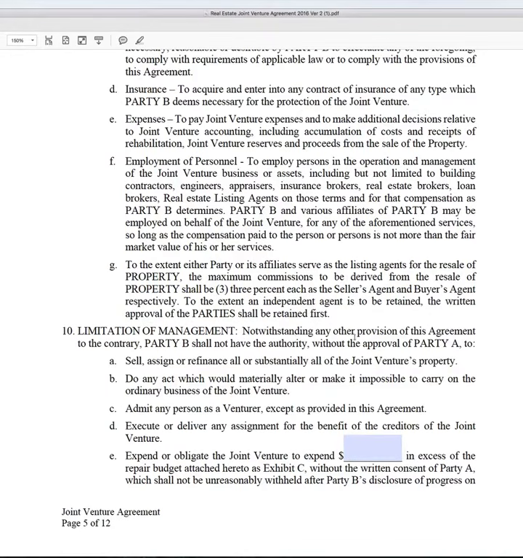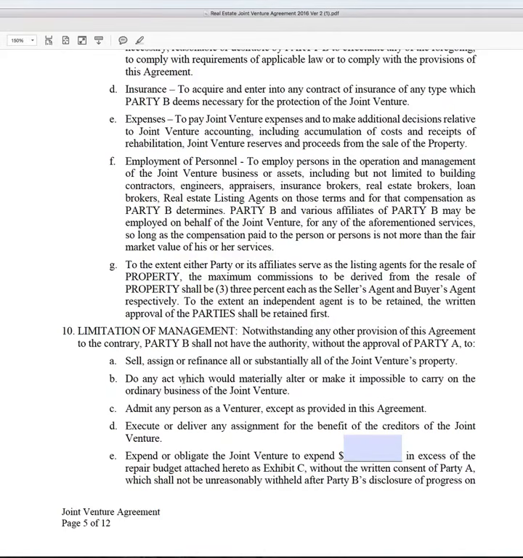It says, notwithstanding any other provision of this agreement to the contrary, legalese here, party B shall not have the authority without the approval of party A to sell, sign, refinance all or substantially all the joint venture's property. Okay, that makes sense, right? You don't want party B selling the property without the consent of party A.